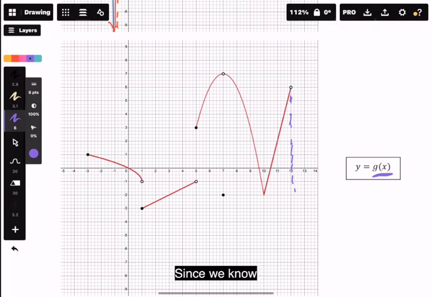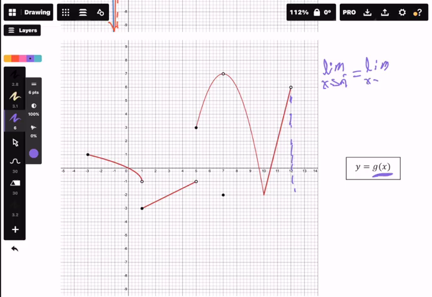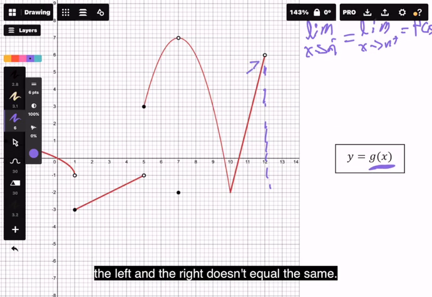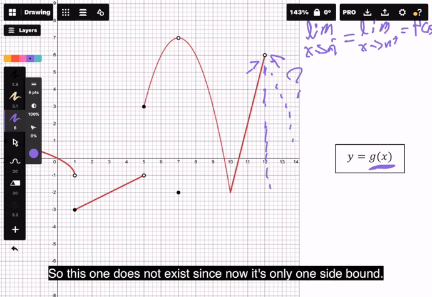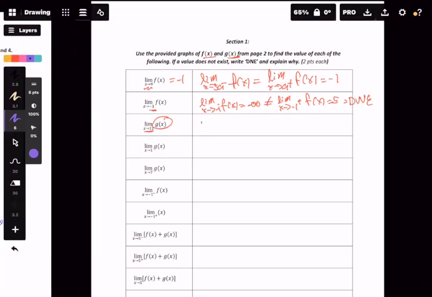Since we know the limit of something must equal the left and the right, it must be true. Here the left and the right don't equal the same, since on the right side there is nothing. So this one does not exist, since it's only one-sided.